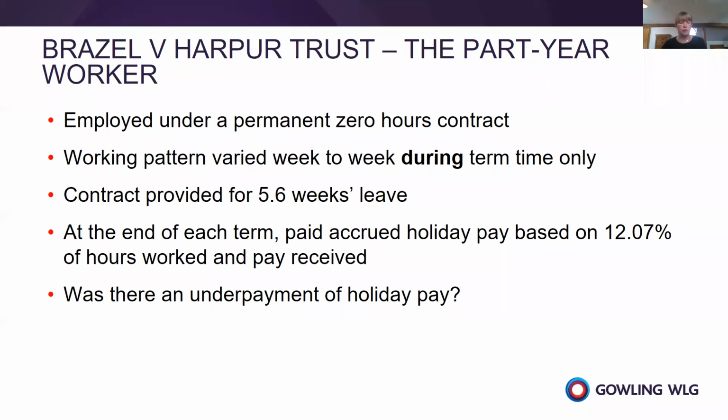So the case then went to the Court of Appeal, and this is where the term part-year worker was coined. And this is somebody who works part of the year, but effectively is employed for the whole year. So you've got people who are working sporadic weeks on and off throughout the course of the year. So it's not like somebody who works part-time all of the year, and that's the real distinction. So in that case, the Court of Appeal said you don't need to prorate. What they said was basically Mrs. Brazel was entitled to 5.6 weeks leave.